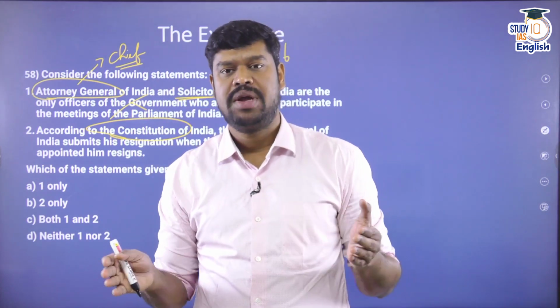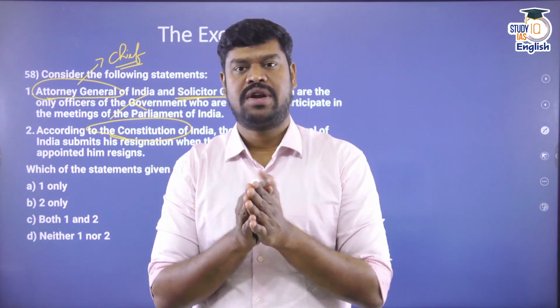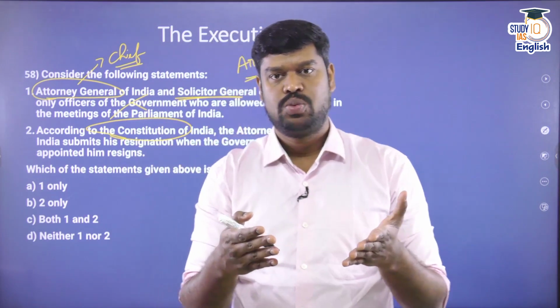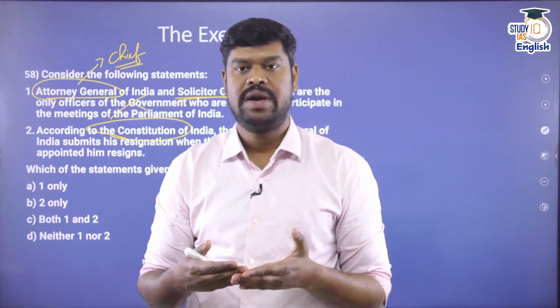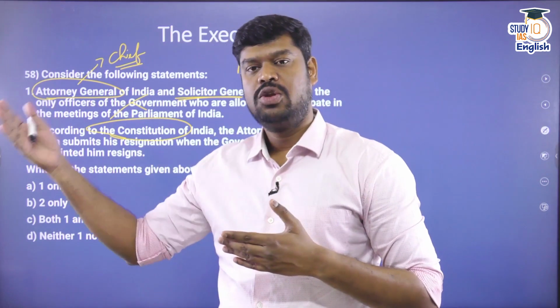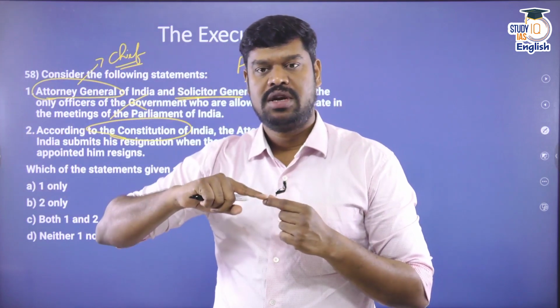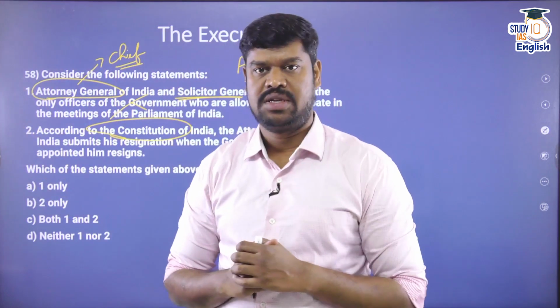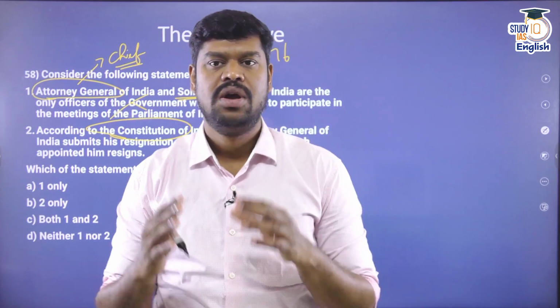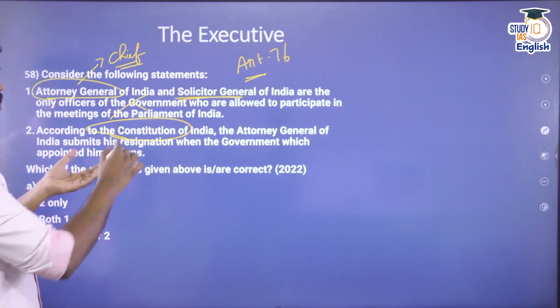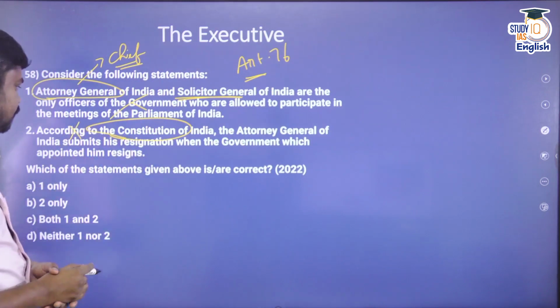So that means there should be a relationship of trust between the government and the Attorney General, which may not be the case when the new government comes. So when the new government comes, probably the new Council of Ministers might advise the President to remove the Attorney General. So what the Attorney General does, he automatically submits his resignation. So this is a conventional practice, although not mentioned in the Constitution. So the statement is true, but not in the Constitution. So this would also be wrong.